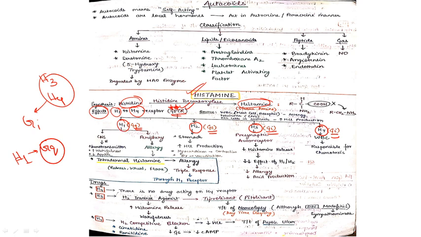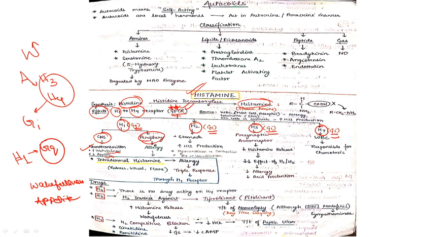So let's move first to H1. This receptor is present in the CNS as well as the periphery. In the CNS it acts as a neurotransmitter, and it exerts two important effects: it increases wakefulness, and it suppresses your appetite. You can remember it like this: when you write W, it means wakefulness is increased. When you write A, it means appetite is decreased. So increasing wakefulness and decreasing appetite.